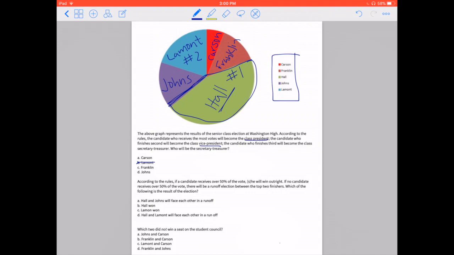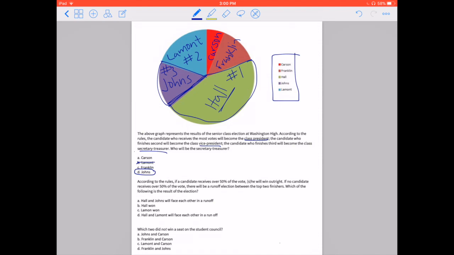So we're looking at these. We've already said that Hall is the one with the most votes. Lamont has the second most. The third most, if you look, is Johns right here. He is in third place. So in this case, Johns will be the secretary treasurer because he got the third most votes.